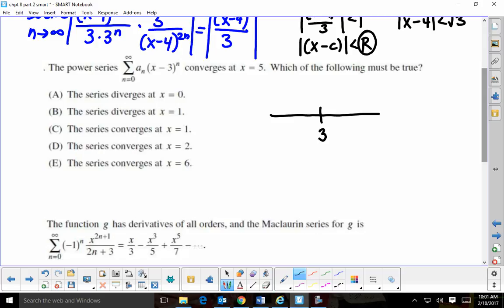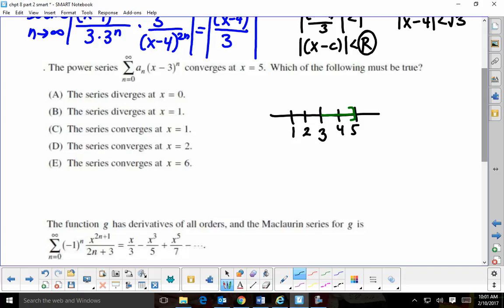Remember how we did that visual when we were making these? And if I'm centered at 3, and it told me it converges at 5, then minimally I have a radius of at least 2. Maybe it went out more, I don't know. But minimally I have a radius of at least 2. So I could also do what then? Do the opposite.